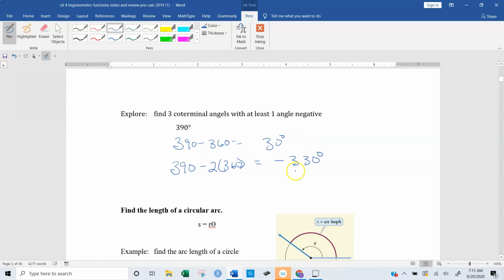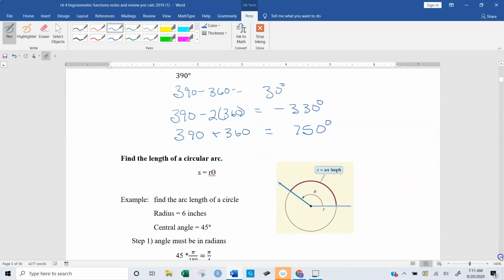Okay, then you could have added or subtracted again. So if I would have decided to take 390 and add 360, we could have also done that. There are many, many answers here. These are just a few to help you out, so you can do whatever you want. So what is that? 750 degrees, I think. All right. I hope you did well.